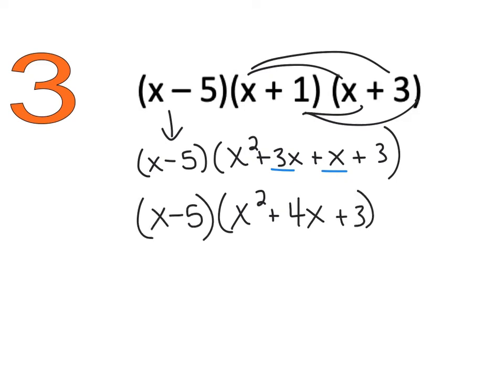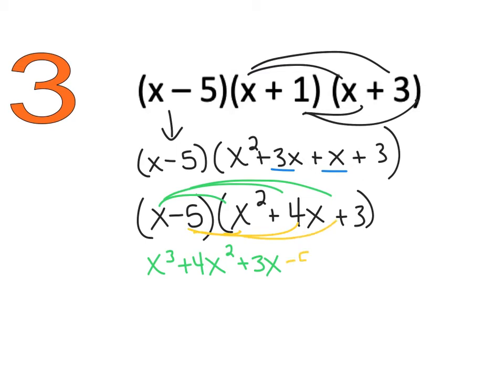So you can do the grid method, or you can just distribute. I'm going to have 6 more multiplications to make because I'm doing a binomial times a trinomial. So this will be x cubed plus 4x squared plus 3x, and then distribute the negative 5. So that's a minus 5x squared minus 20x minus 15.